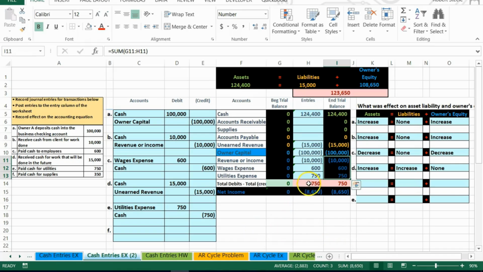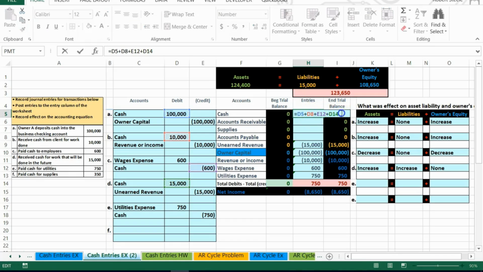8,650. Then we're out of balance because if we add the debits and credits, meaning the debit minus the credit, we're off by 750, which of course is this 750 here. Then we're going to go to cash, going to double click on it because there's something in it, go to the end of it, plus, and then we'll point to that cash 750 and enter. Now we can think about what happens to our accounting equation.